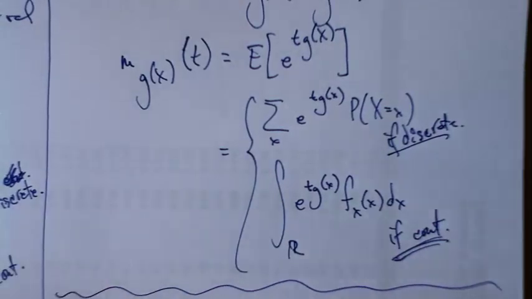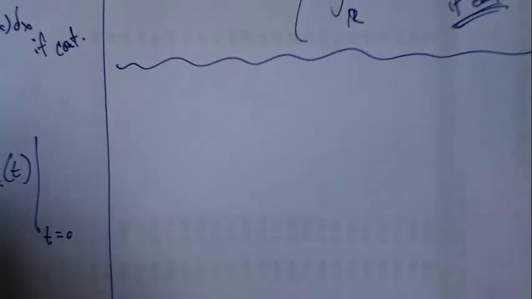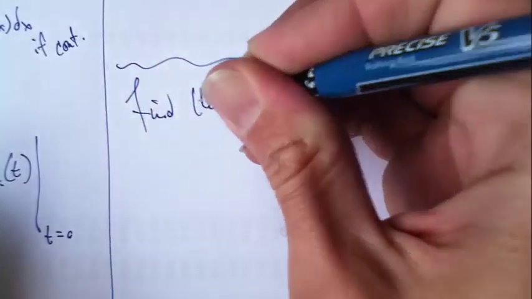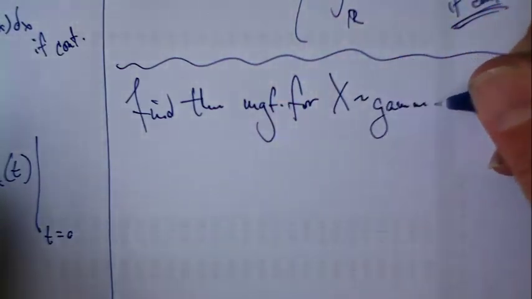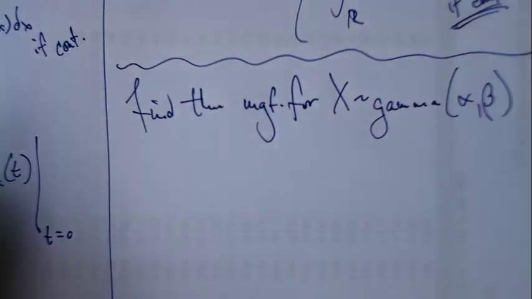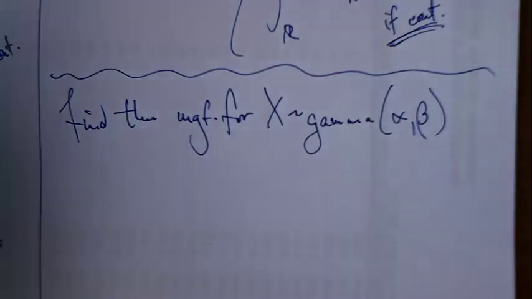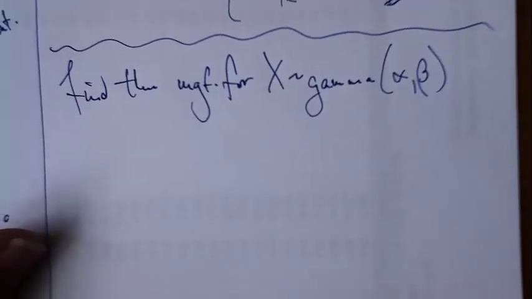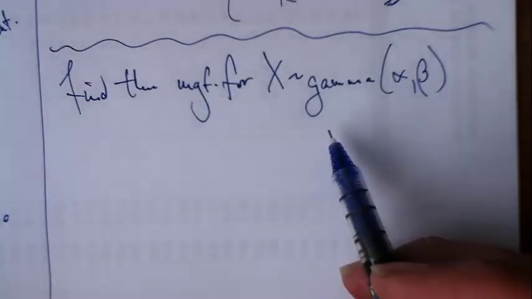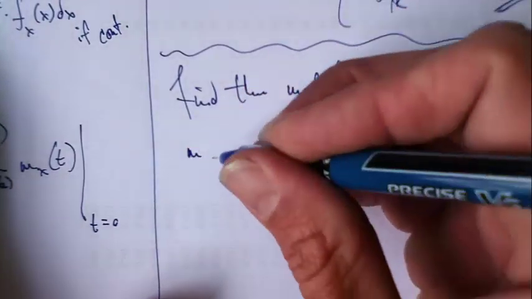Now let's find the moment generating function for a gamma random variable. Find the moment generating function for x distributed gamma with parameters alpha and beta. How do you do this? First of all, I know what the answer is. I can look it up in the back of the book in that table. But let's see if we can derive it right here.